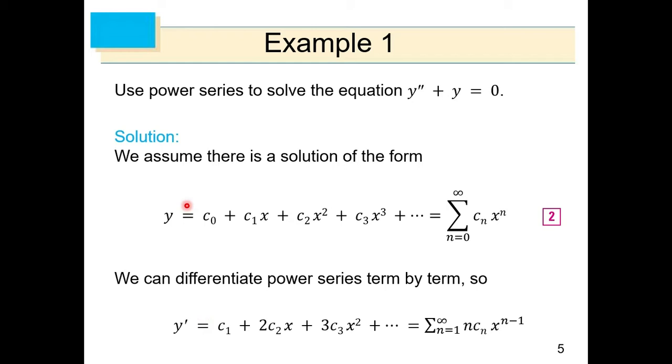First derivative of y is equal to the derivative of c0, which is 0 because c0 is constant, plus c1 is constant and the derivative of x is 1, so this term is c1, plus c2 is constant and the derivative of x square is 2 into x, plus c3 is constant and the derivative of x cube is 3x square, plus up to infinity, which is equal to the summation where n is equal to 1 to infinity of n into cn into x raised to n minus 1.